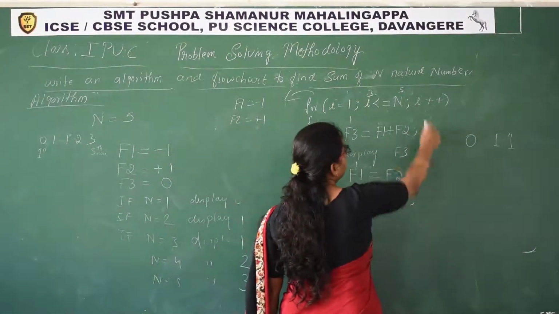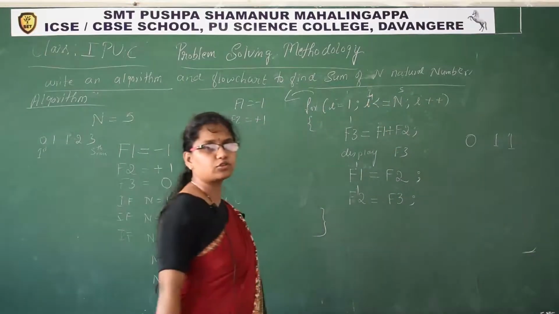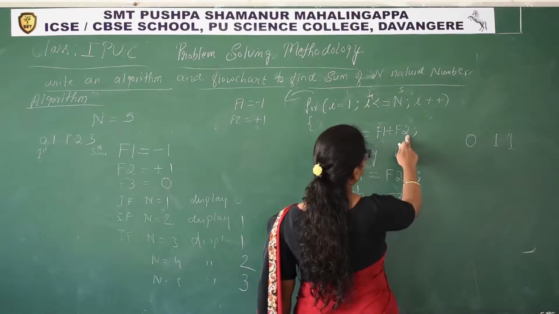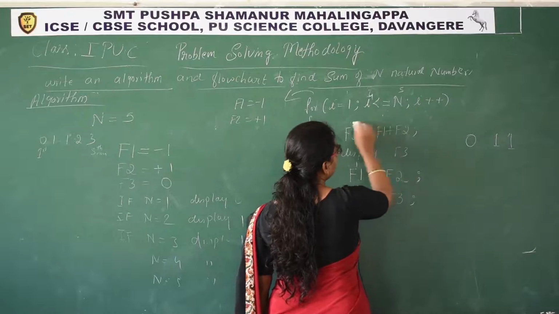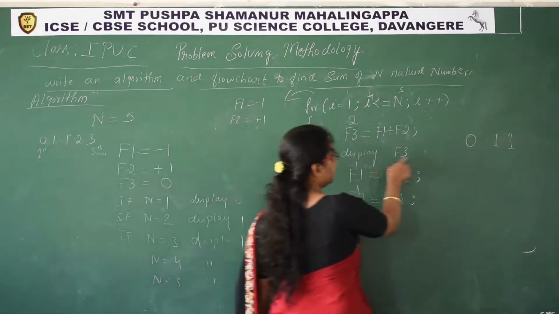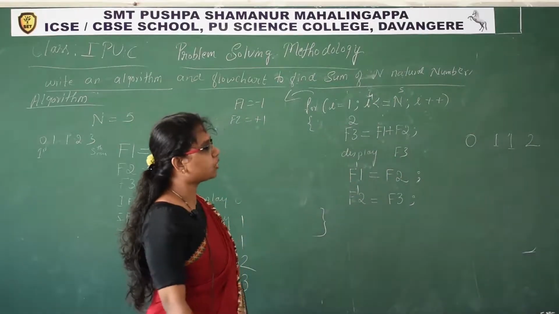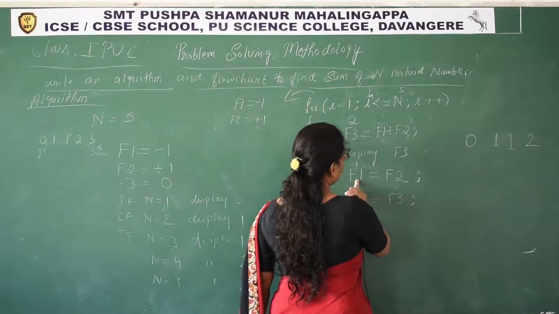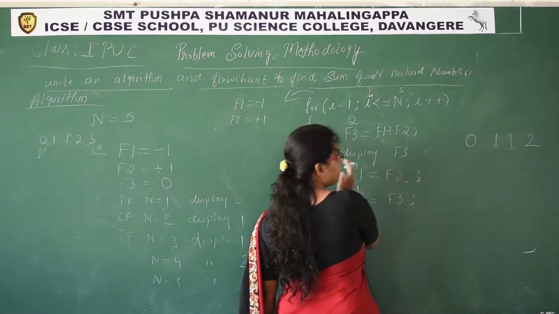Again it increments. I becomes 4. Is 4 less than 5? Yes, the condition is true. Now F1 plus F2. What is there in F1? 1 plus 1 is 2. 2 will be stored in F3. After that it displays F3. 2 will be displayed on the screen. So right now 4 numbers are displayed on the screen. After that, F1 is equal to F2. It means the value of F2 goes to F1.